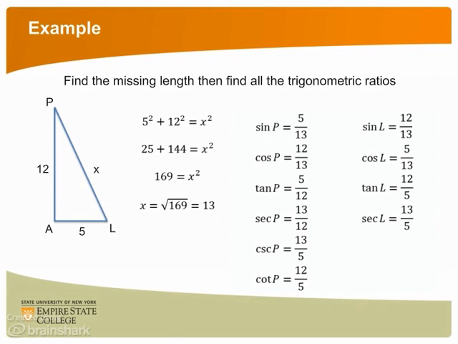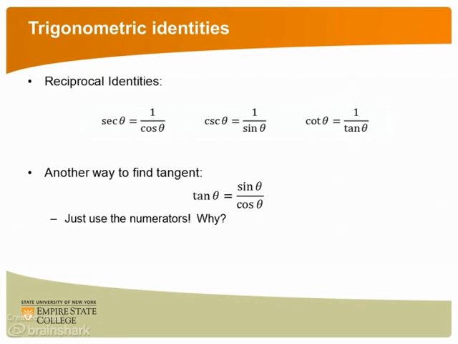Secant, hypotenuse over adjacent, is 13 over 5. Cosecant, hypotenuse over opposite, is 13 over 12. Cotangent, adjacent over opposite, would be 5 over 12. If we look at some of the ratios, we notice something.